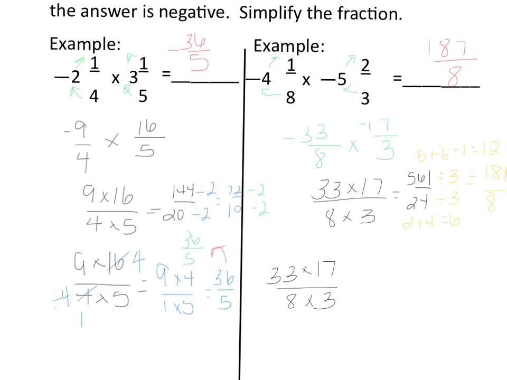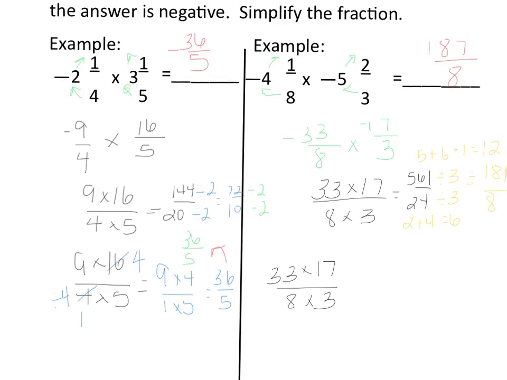Now we need to discuss if it's going to be positive or negative. We know it's going to be positive. Both of the mixed numbers are negative. Negative 4 1/8, negative 5 2/3. Since both of them are negative, we know that our answer is going to be positive because the signs are the same.